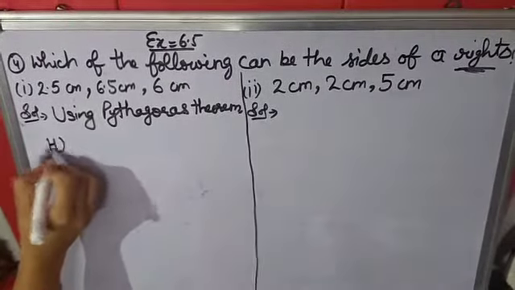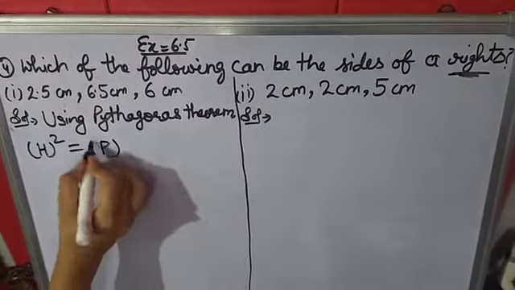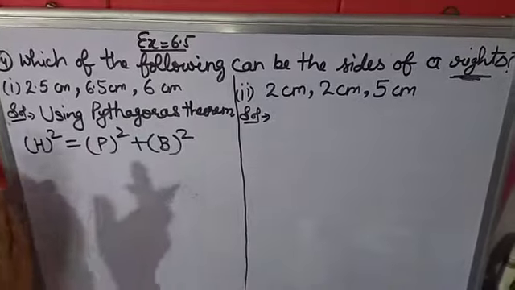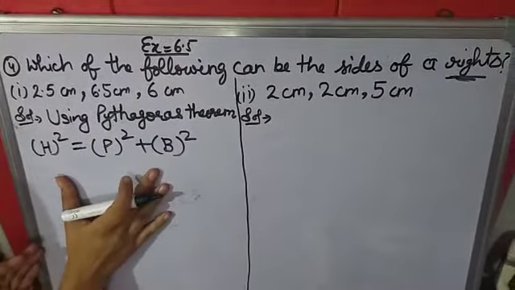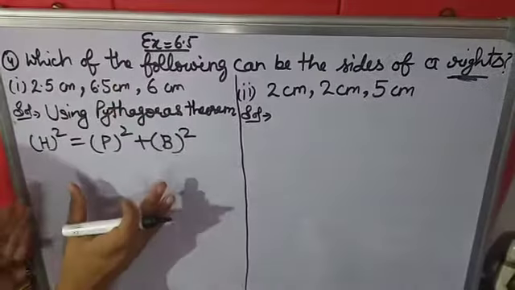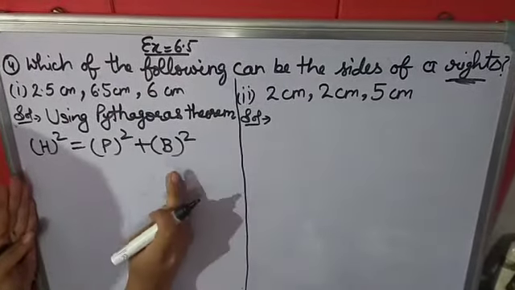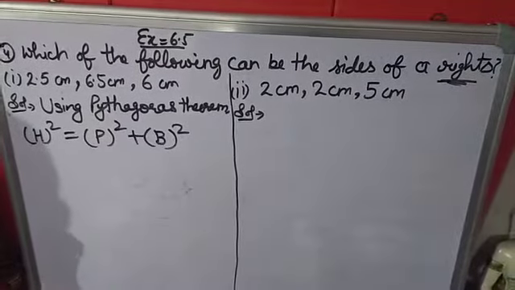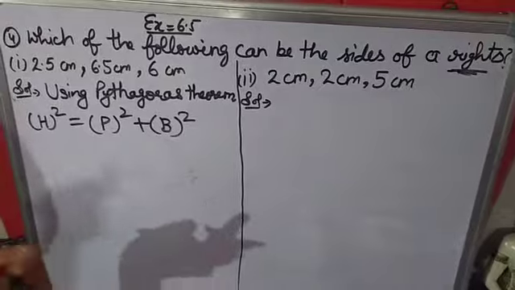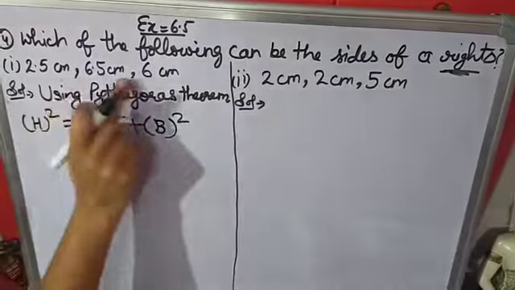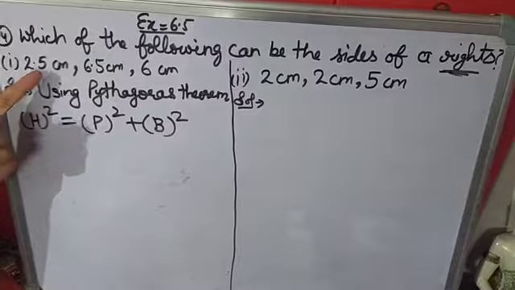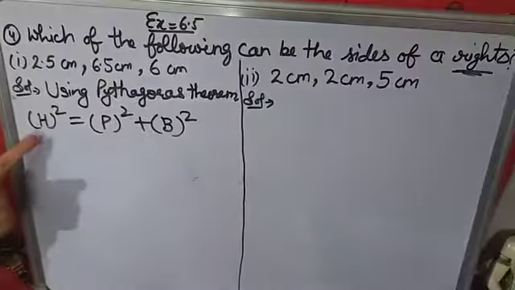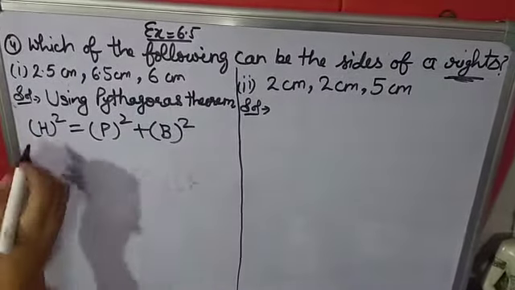Hypotenuse square is equal to perpendicular square plus base square. If these sides satisfy this, it means when we put these sides here, the left hand side is equal to the right hand side, then these are the sides of a right angle triangle. So now we will put here. I told you earlier also that in a right angle triangle, the biggest side is called the hypotenuse. So what is the biggest side? 6.5 centimeter. So we will put here hypotenuse, that is 6.5.